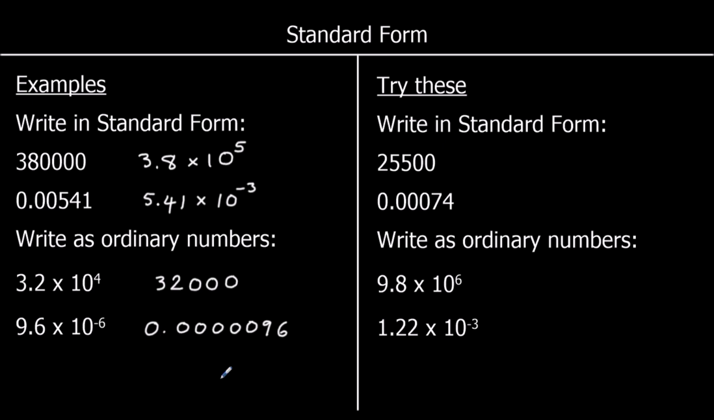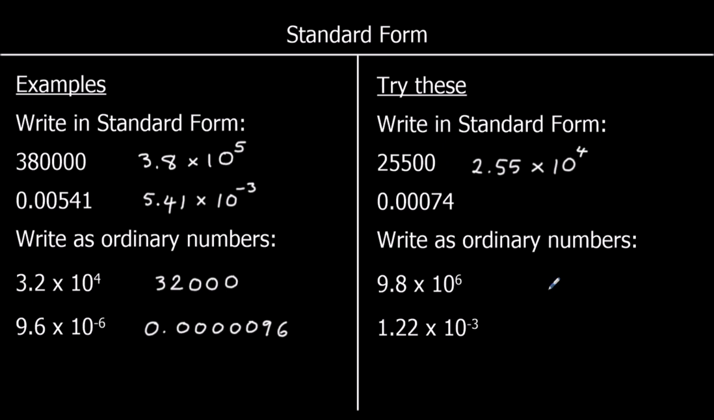Okay, some questions for you to try. So have a go at these ones. Okay, firstly, write in standard form 25,500. So we want a number between 1 and 10, which is going to be 2.55 here. And then we're timesing 10 a certain number of times. It's going to be 1, 2, 3, 4 times.